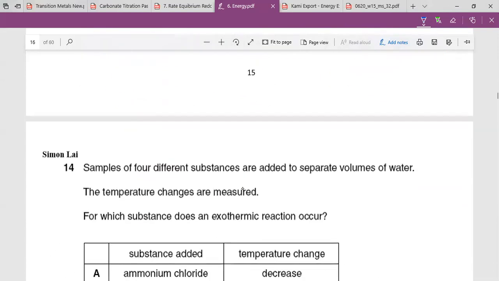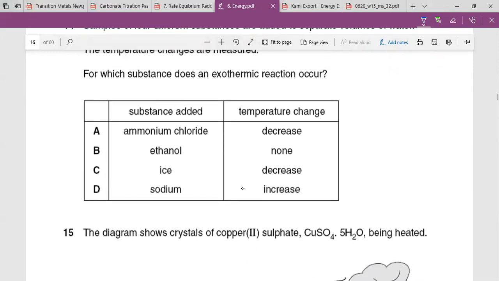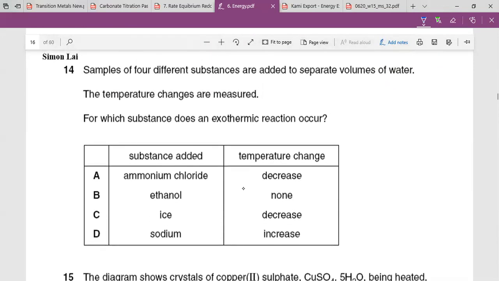Okay, let's go to this one here. Four samples of four different substances are added to water. Temperatures are measured. Which substances are exothermic? That means an increase in temperature. When it's correct, the temperature increases; when the temperature decreases, it's not correct. Ethanol, when you burn your alcohol, the temperature will increase. Ice, when you put it in the water, what will ice do? The temperature, hold on now.